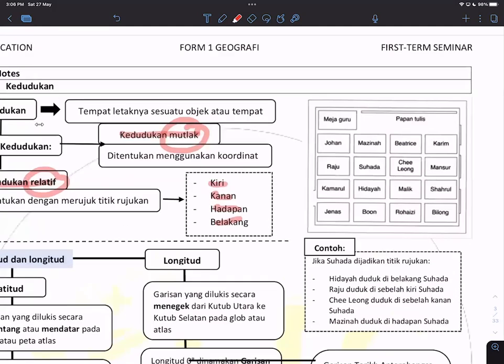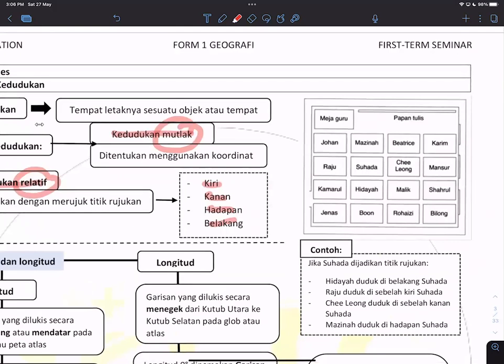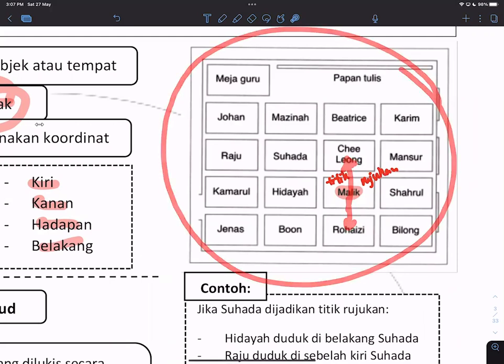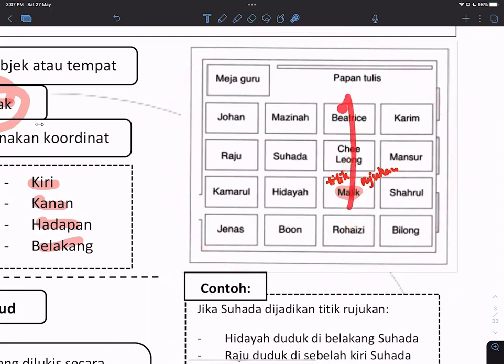So let's say, who is sitting in front of Malik? So Malik will be considered as titik rujukan. So guys, write down. If I'm asking within my questions, Malik is the only person that we can identify from the question. So Malik will be the titik rujukan. Who is sitting in front of Malik? Rohaizi or Chileong. So you have to refer from the environment. The students are facing towards the papan tulis, right? So in front of Malik will be Chileong.